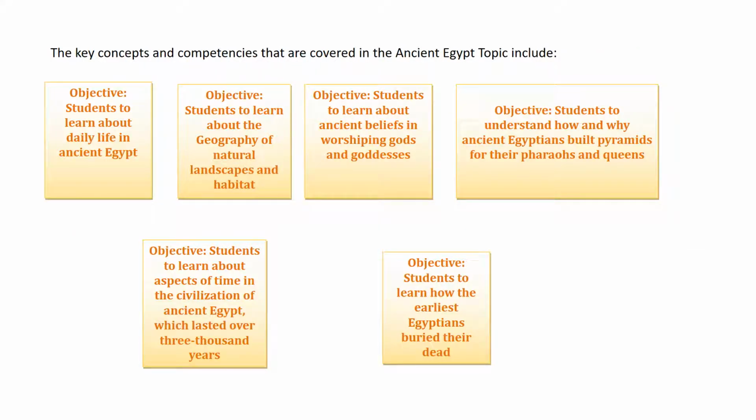The key concepts and competencies that are based in the Ancient Egypt topic include: students to learn about daily life in Ancient Egypt, students to learn about the geography of natural landscapes and habitat, students to learn about ancient beliefs in worshipping gods and goddesses, students to understand how and why ancient Egyptians built pyramids for the pharaohs and queens, students to learn about aspects of time in the civilization of Ancient Egypt, which lasted over 3,000 years, and students to learn how the earliest Egyptians buried their dead.